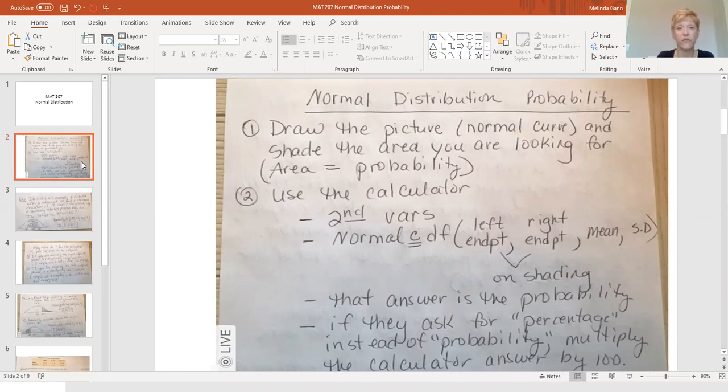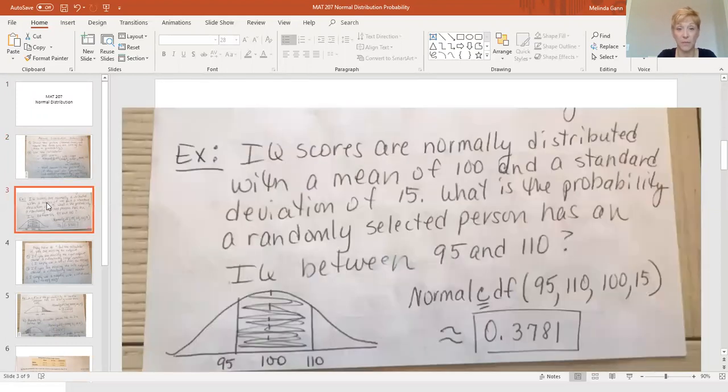If they were to ask you for a percentage instead of a probability, you would just multiply that probability by 100 to get the percentage. Okay, so you can freeze that and look at that again later. Let me show you what I'm talking about. Look at this problem. IQ scores are normally distributed with a mean of 100 and a standard deviation of 15. And I would tell you the mean and standard deviation. Okay, what's the probability that a randomly selected person has an IQ between 95 and 110? Okay, so notice, I'm going to get a pointer here.